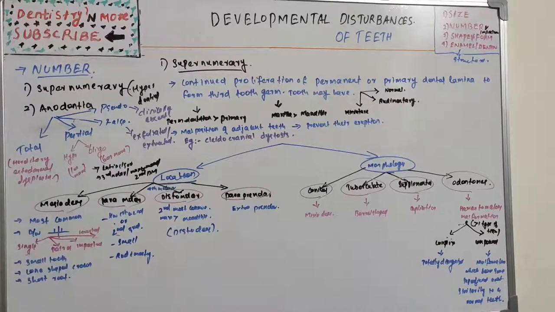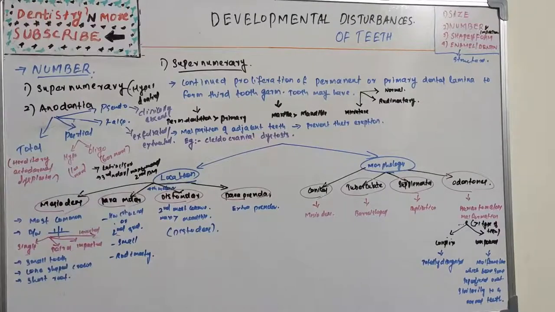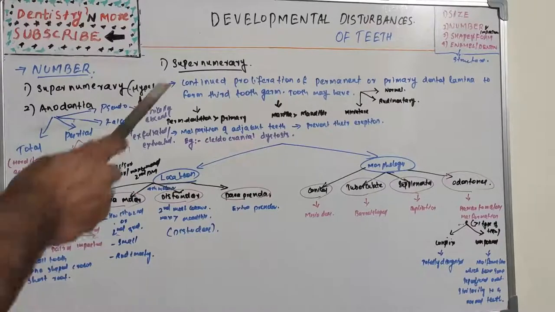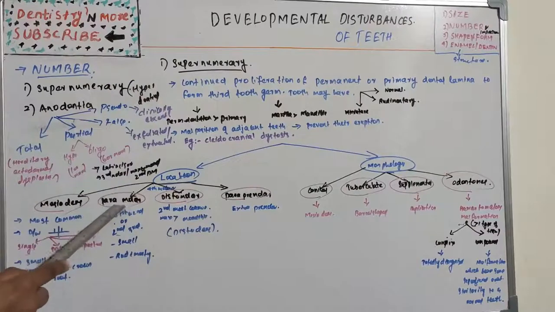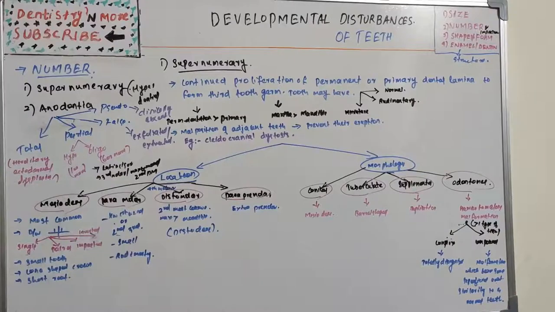It is basically a smaller version with a cone-shaped crown and very short root. So that is mesiodens between the central incisors. It is very common. And the fourth molar. We have three molars: first, second and third. In addition to that, we have a fourth molar because it is a supernumerary tooth. It could be a paramolar or a distomolar. Distomolar is the second most common because it is seen mostly distal to the third molar. That is why it is known as distomolar or fourth molar.